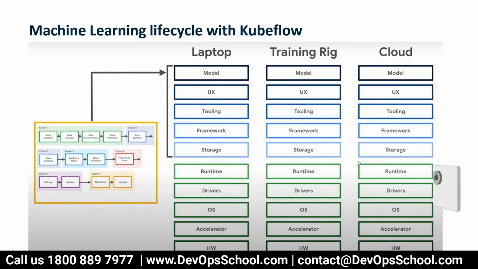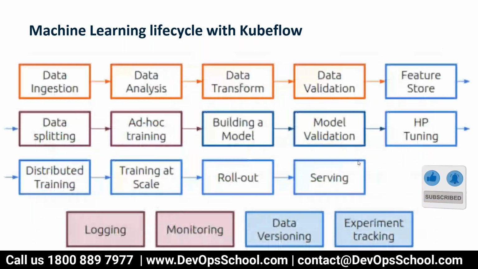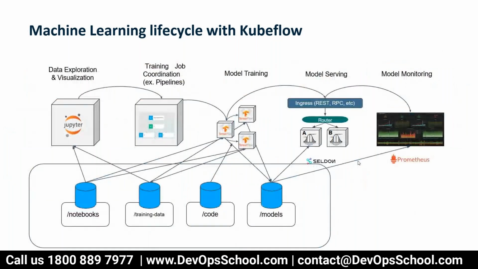So how can we do that? How can we do that? Broadly, you need lots of features which include logging, monitoring, data versioning, experiment tracking, and all. So you need that. So what has been done? The engineers have come up with one tool called Kubeflow, which is open source, and they have brought all this platform to one place.